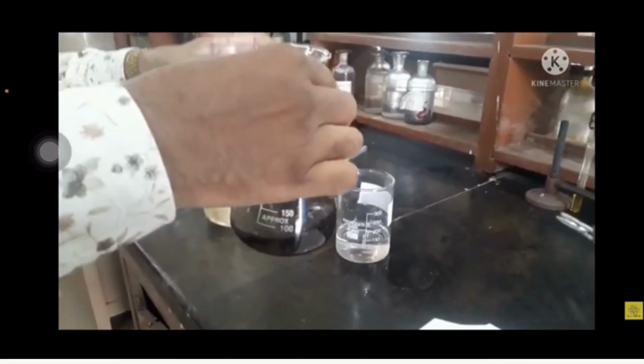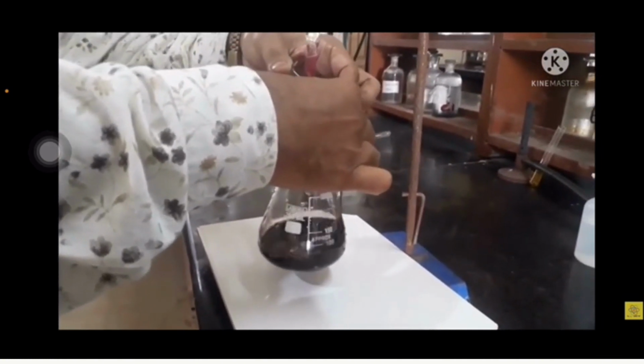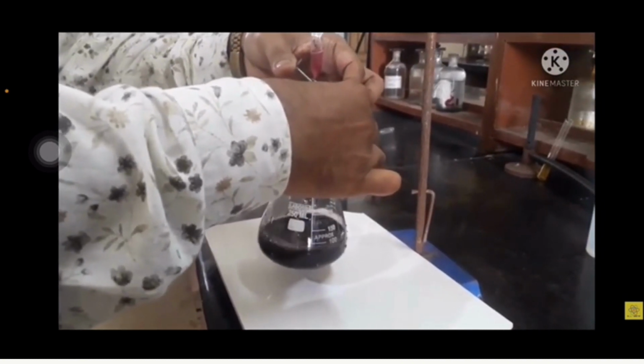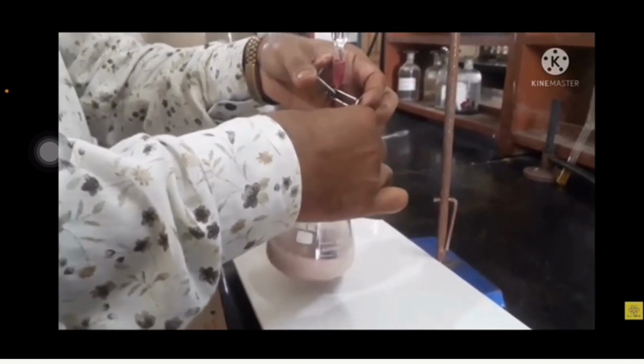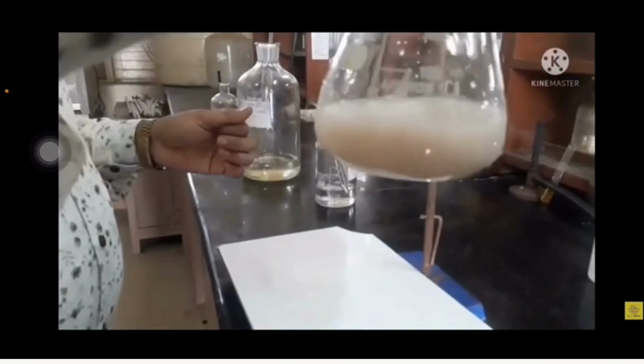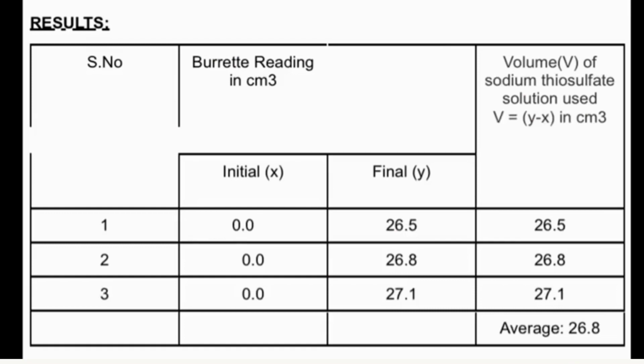Next, on adding a starch solution, it reacts with the remaining iodine to form a blue-black solution, which is the starch-iodine complex. After that, we continue the titration and we swirl it. We continue the titration until it achieves the endpoint, which is the one drop of sodium thiosulfate that causes the suspension to turn from bluish to white. After 3 trials, the average result for sodium thiosulfate is 26.8 cm³.